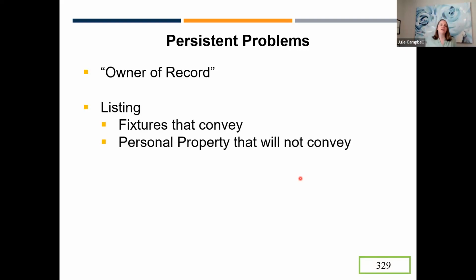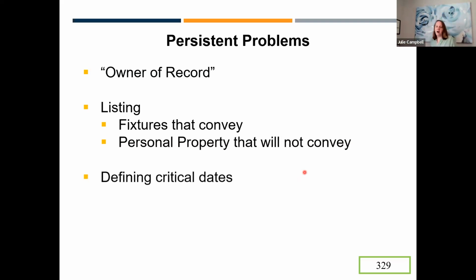Another persistent problem they're seeing: a fixture is meant to stay, personal property is meant to go. Everybody with me? A fixture is going to stay, it's going to convey. Personal property is going to go. It's not going to convey. The problem is listing. A fixture already conveys, personal property already goes. The only time we need to put them in the contract is when they're going to do the opposite of their intent. If a fixture is going to go, that's when we list it. If personal property is going to stay, that's when we list it. So make sure we're properly identifying, knowing what goes and what stays.